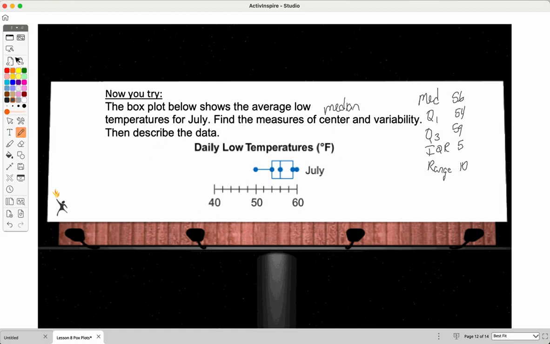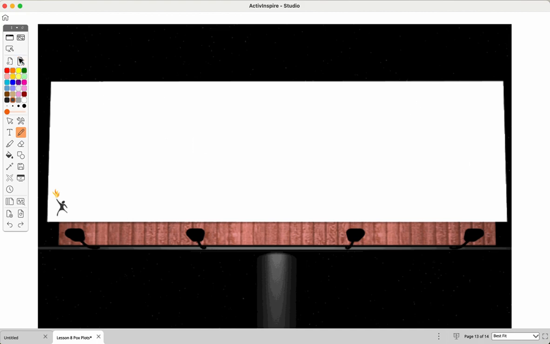So there's lots and lots of information. And when I say describe, I'm pretty much asking you for 3 pieces of data. All right, that gives you everything you need on the box plot.